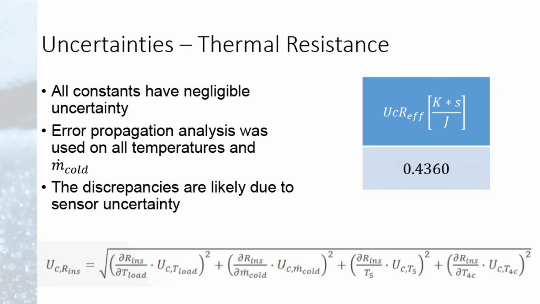The second uncertainty calculated was the uncertainty of thermal resistance. Again, error propagation analysis was used on temperature and mass flow to find the uncertainty of those variables. All constants have negligible uncertainty. As seen on the slide, the uncertainty of thermal resistance was calculated by the equation on the bottom. The result was an uncertainty of 0.4360. These discrepancies between the model and the experiment are likely due to the sensor uncertainty and the error propagation of the instruments used.